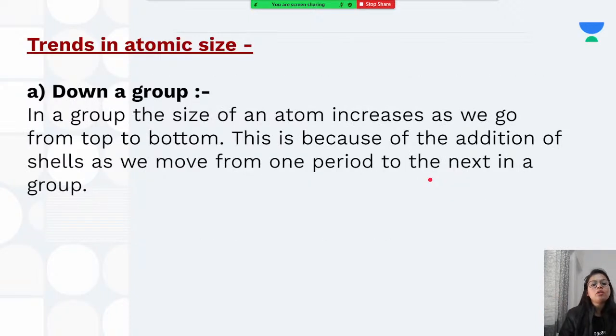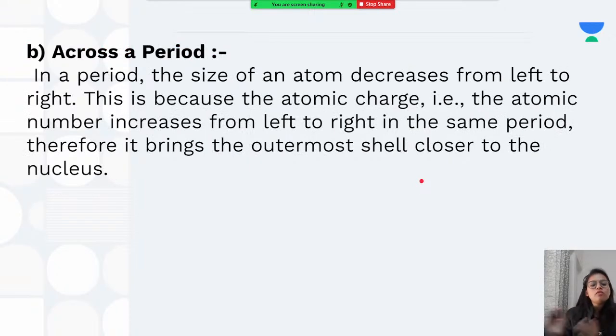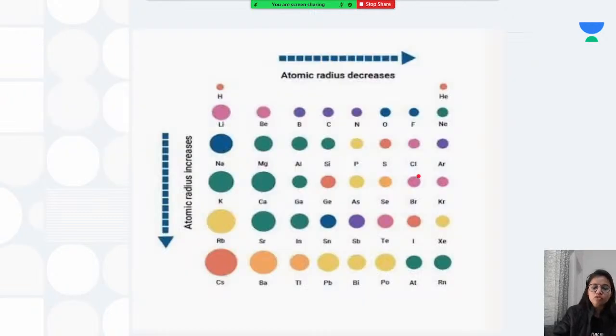Now talking about the trend, as we move from top to bottom, the size of the atom will increase. Why? Because shells are increasing. And as we move across a period, from left to right, the size of the atom decreases. Why? Because the nuclear charge is increasing, and it is pulling the electrons in, thereby decreasing the size. So this is the trend: atomic radius increases down a group, and atomic radius decreases across a period.